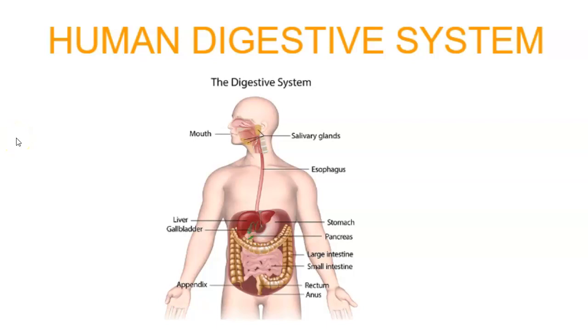All right, today we're going to be talking about the parts of the digestive system. Your goal for this is to be able to label the different parts of the digestive system, but also then to be able to tell me what those parts do, how they help us digest our food so that we can get the nutrients to all of our cells.